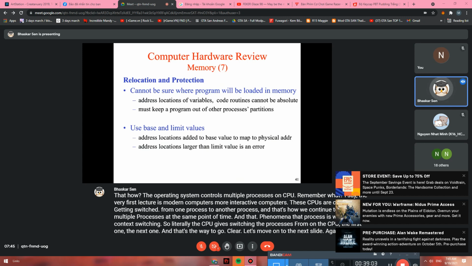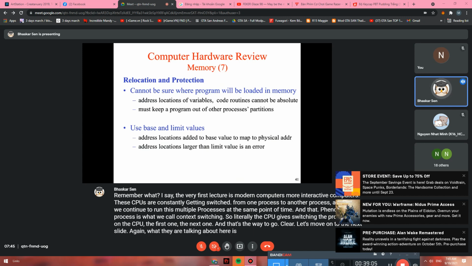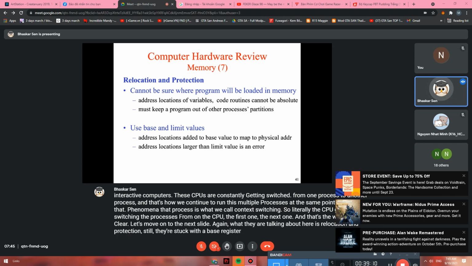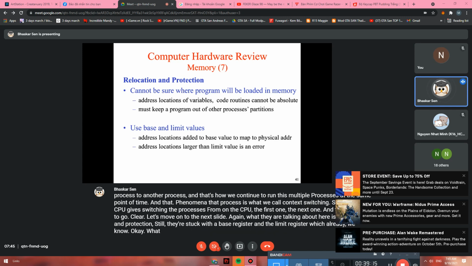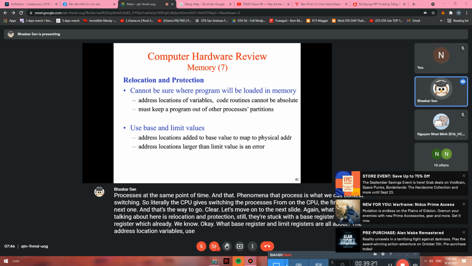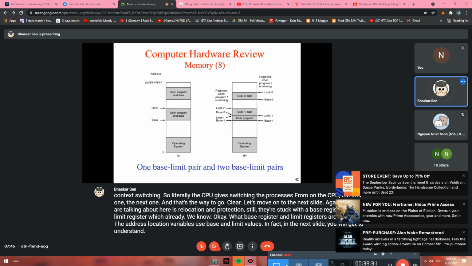Again, what they are talking about here is relocation and protection. Still, they are stuck with the base register and the limit register, which we already know. Okay, what base register and limit registers are all about. The address location variables use base and limit values. In fact, in the next slide, you will get a visual clue. Yeah, there we are. Now, as you can see, a very interesting observation.